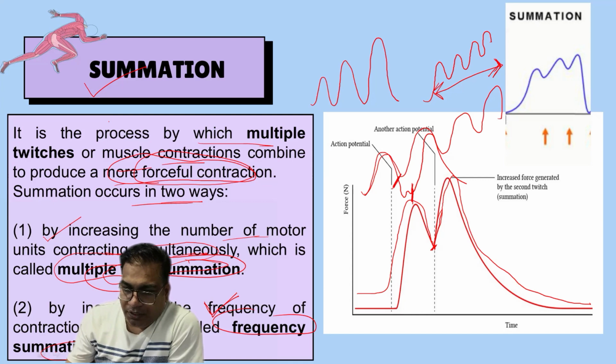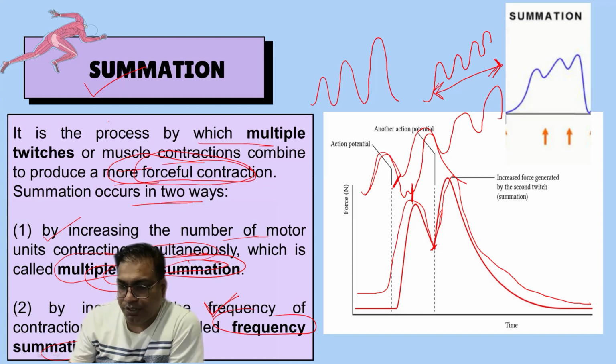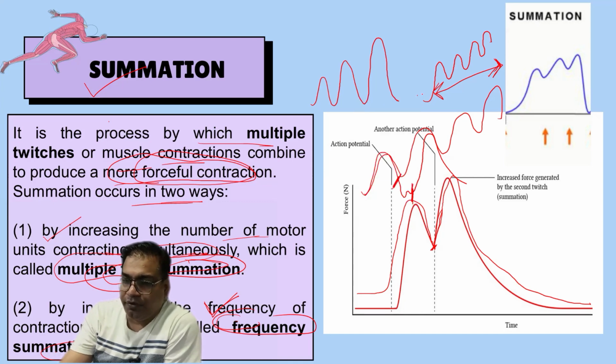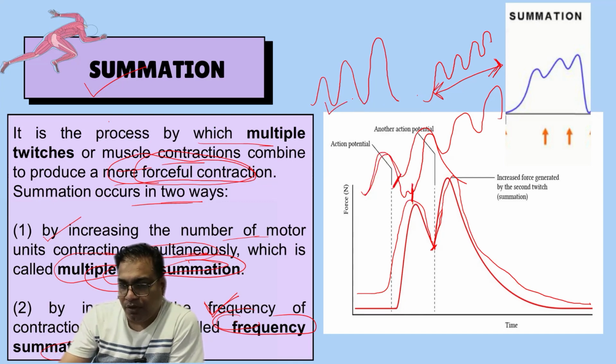And if the rate or the frequency of contraction is increased, then we call it frequency summation. There are different types of summations. Here we discuss multiple fiber summation and frequency summation. This graph is of the staircase phenomena, and it is shown in case of summation. Here we are applying more than two stimuli.